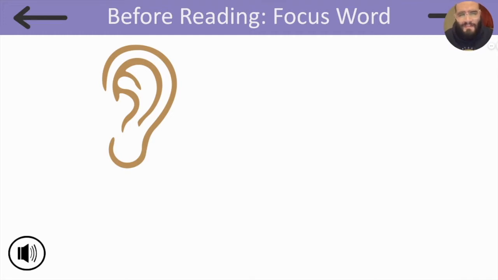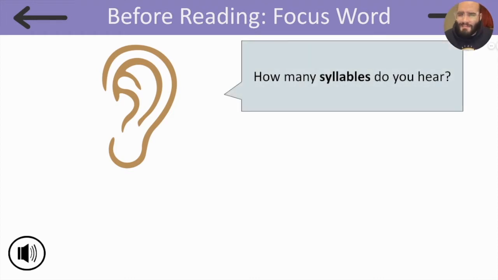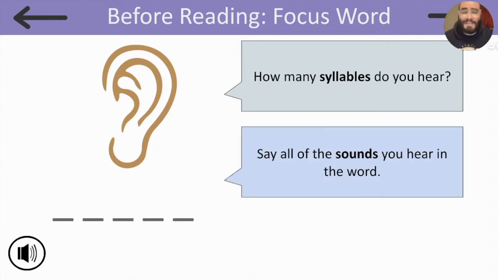Can you repeat that after me? Layer. Sounds good to me. How many syllables do you hear in the word layer? Layer. That's right. 2 syllables. Say all the sounds you hear in the word layer. Repeat after me.